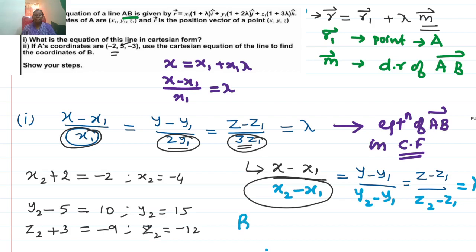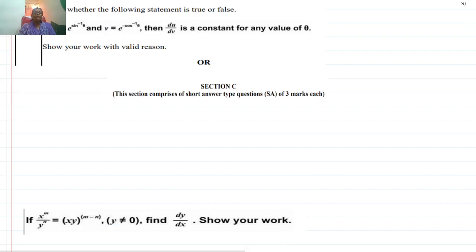So what is the coordinate of B? The coordinate of B is minus 4, 15, and minus 12. So this way we are done with section B. Right? So we have the coordinate of B. Now we move on to section C.